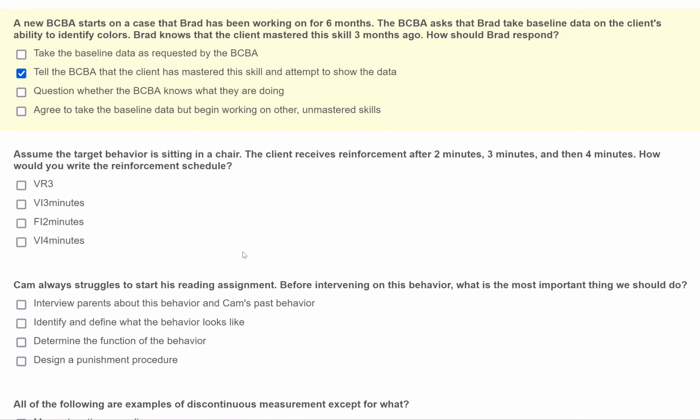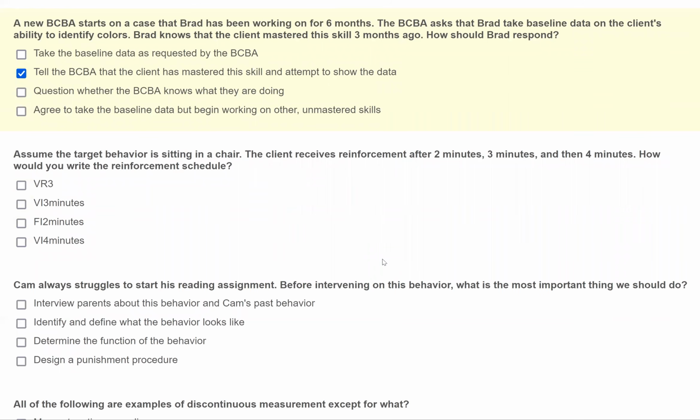Assume the target behavior is sitting in a chair. The client receives reinforcement after 2 minutes, 3 minutes, and then 4 minutes. How would you write this reinforcement schedule? Immediately, what do we notice about when reinforcement is being delivered? We notice it's being delivered at different points.